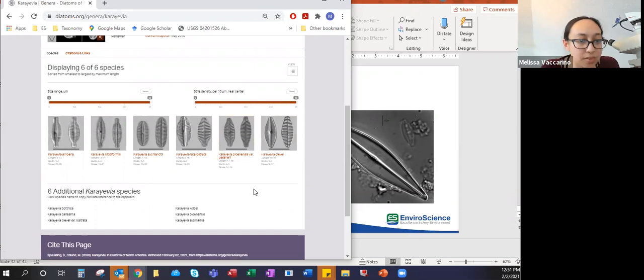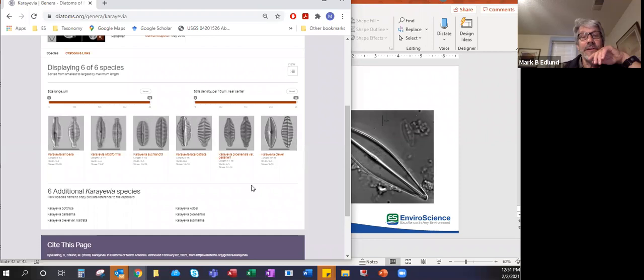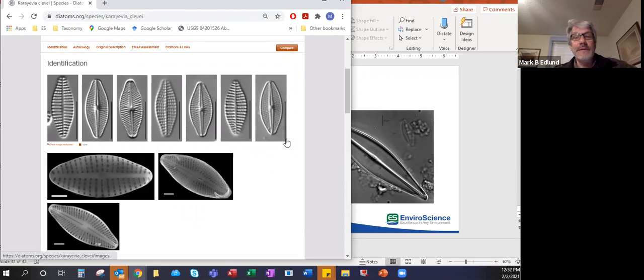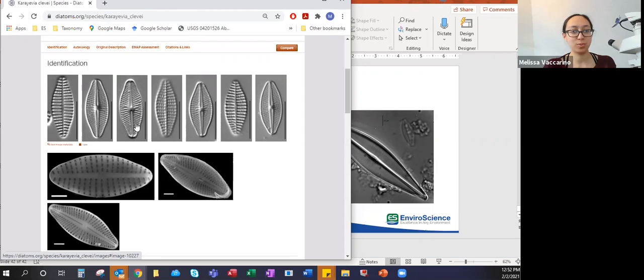I think it's situations like in Karayevia clevei, where as the striae go from the center axis of the diatom towards the edge, they often split and bifurcate. So I think that's what Kyle is doing. Sylvia's also provided a nice link that we have on the diatoms.org website on how to measure striae and where you might want to place that 10 micron line that we count striae on. Right. So, I would put it right about here.